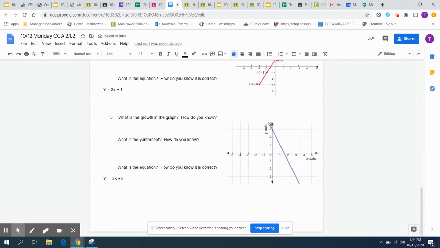This right here is my y-intercept. This is my x-intercept. We'll talk about x-intercepts this year, but when we start talking about linear equations, we're really looking at the y-intercept. Okay, hope that helps.